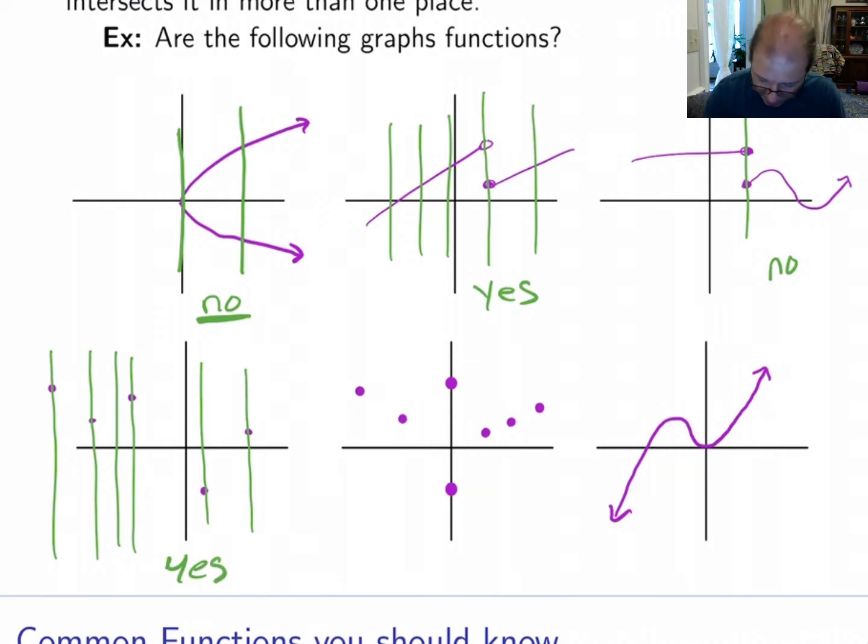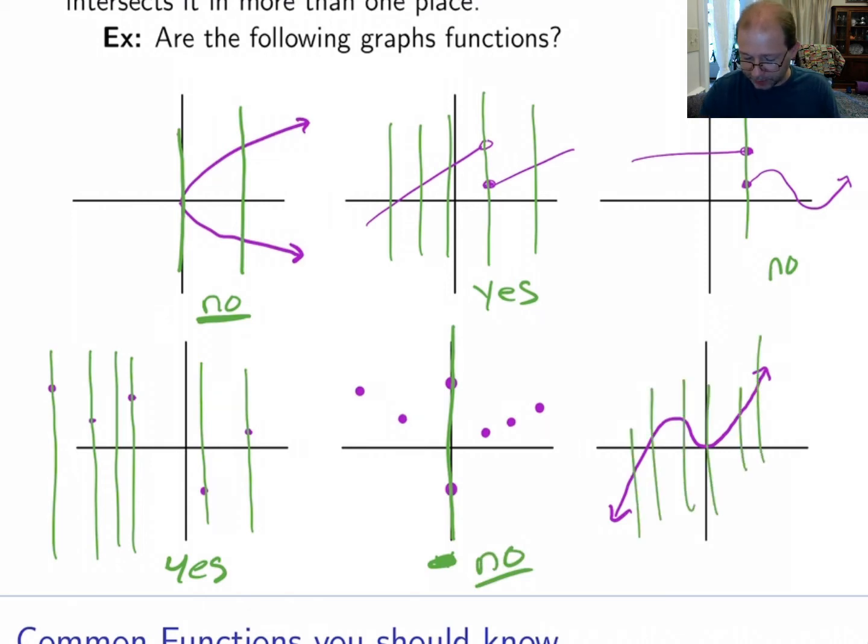This next one, you can kind of tell right here by the axis. There's a vertical line that touches it in 2 places, so is this a function? No. And this last one, no matter where I draw a vertical line, it only touches in 1 place. So is this a function? Yes.